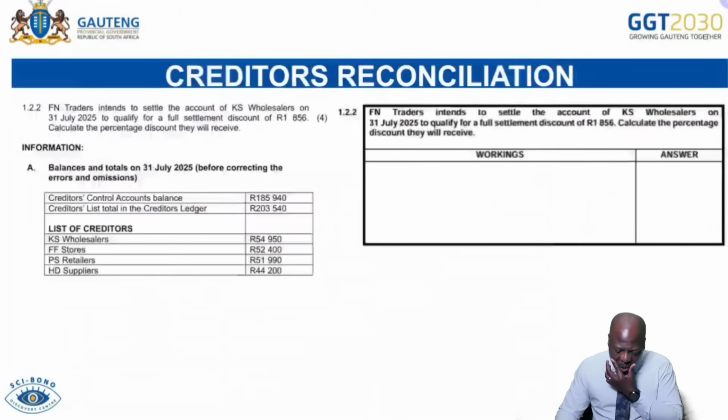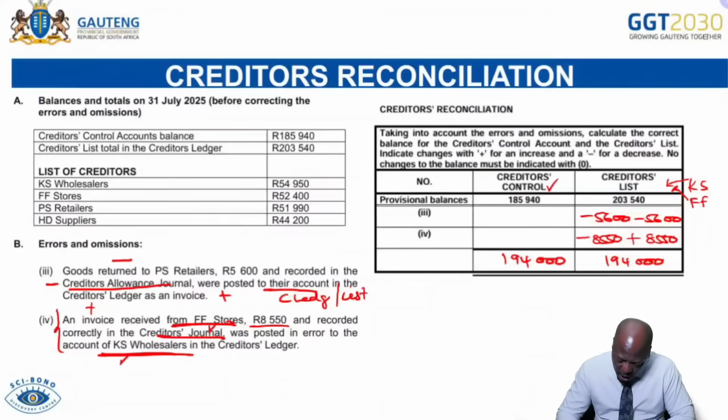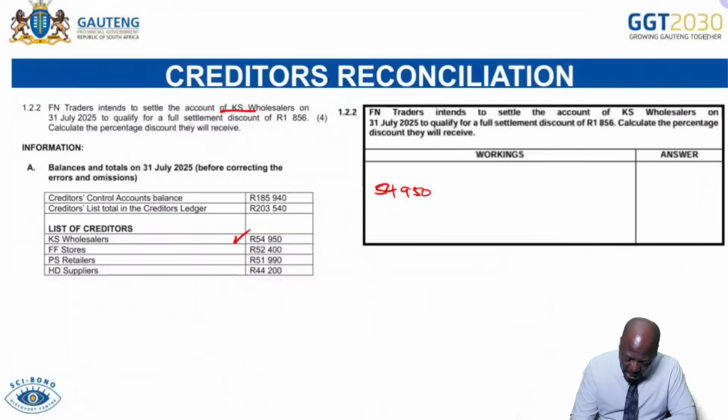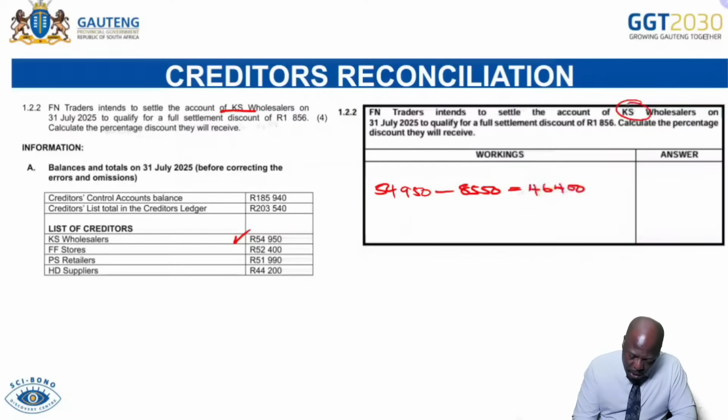It then says here, FN traders, we intend to settle the account of KS wholesalers. So KS wholesalers here, remember, we're owing them 54,950. But remember, there was that transaction here, the very last one. We had made an error with KS. So with KS, what did we do? You remember what we did? We had added an amount to them in error. And so we went to KS and we subtracted how much? We subtracted 8,550. So the correct amount that we owe KS wholesalers is actually 46,400.